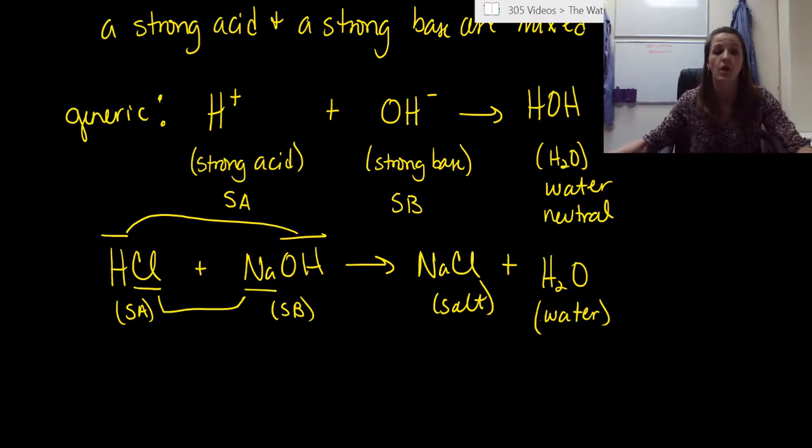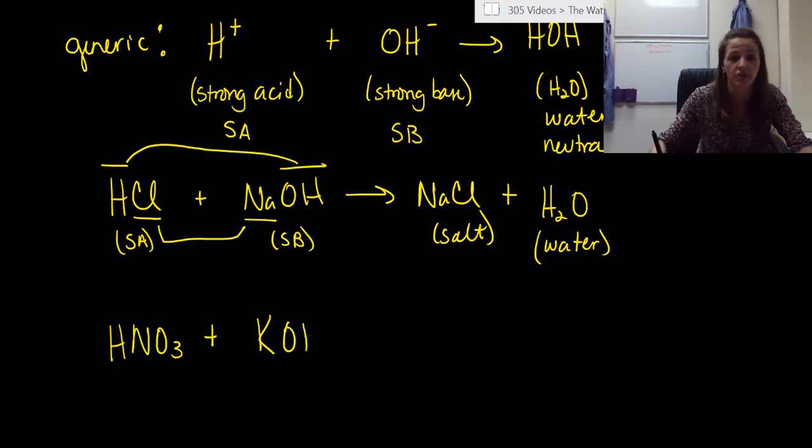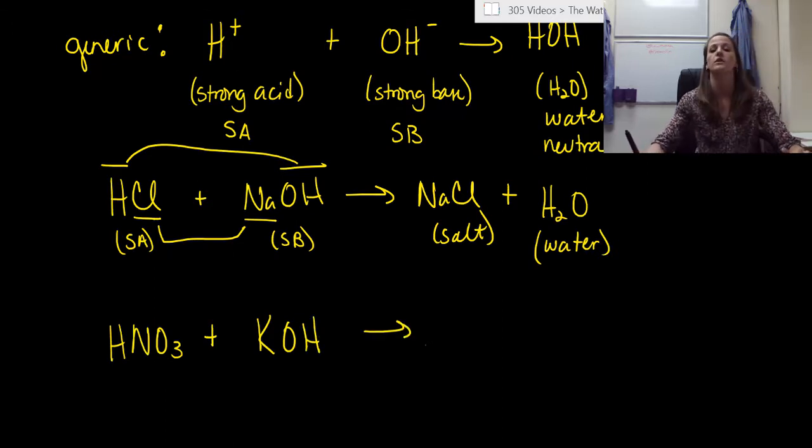Now you try one. What are going to be our products when we take, let's use nitric acid, HNO3, and we want to treat that with potassium hydroxide? What salt are you going to create? Go. All right, did you get an answer? Hopefully you did. If you didn't, that's okay though.